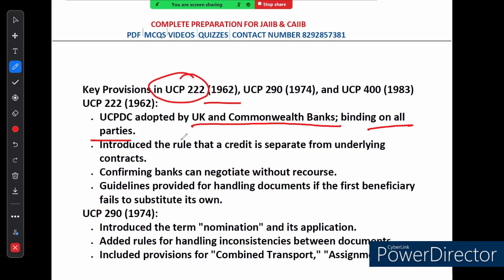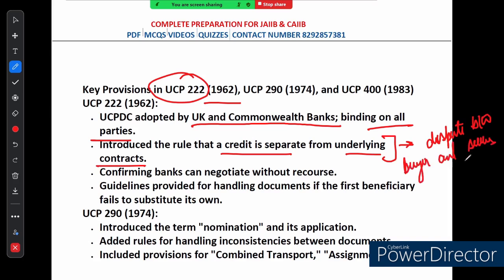One of the key provisions that was introduced in UCP 222 was the rule that the letter of credit is entirely separate from the underlying sale. Try to understand: credit is separate from the underlying contract, underlying sales or other contract. So what was the rule? This means that even if there is a dispute between buyer and seller, the letter of credit remains unaffected.